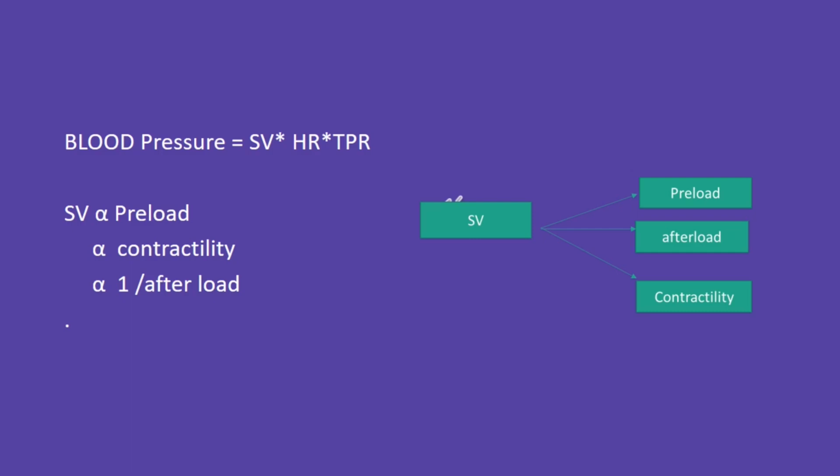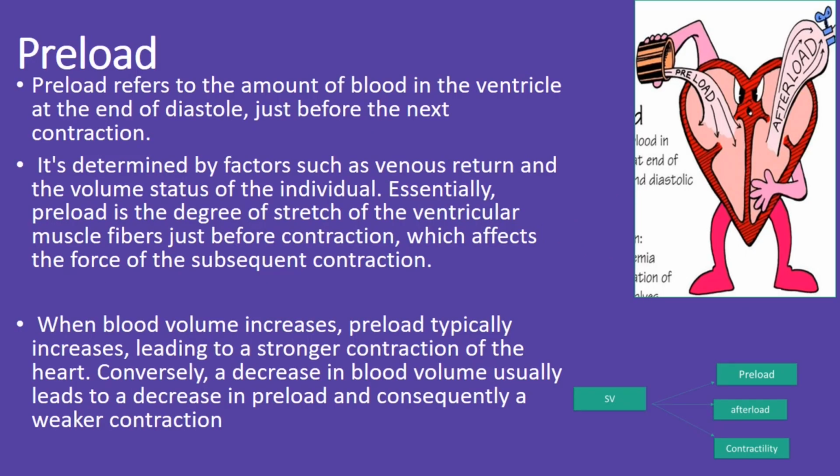Afterload represents the resistance the heart must overcome to eject blood into the systemic circulation. A decrease in afterload facilitates more efficient ejection of blood and consequently enhances stroke volume. Now, let's delve deeper into one of the fundamental factors influencing stroke volume.